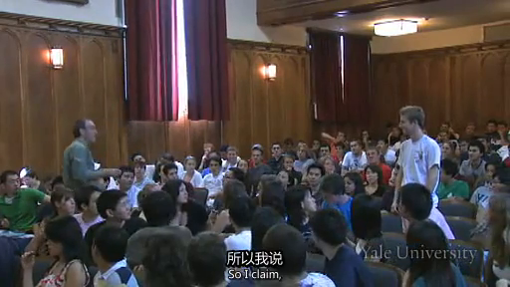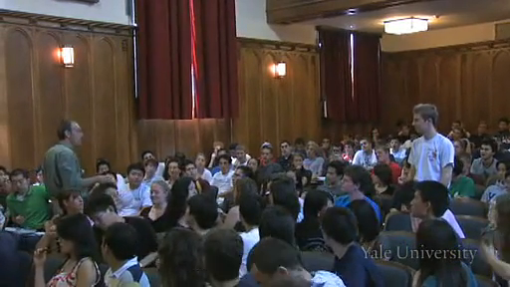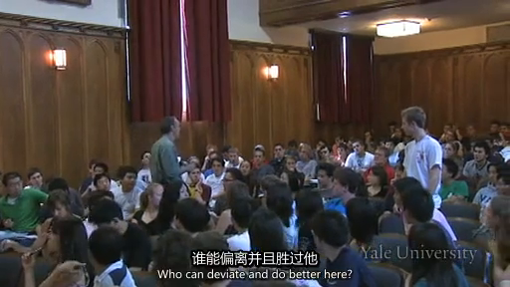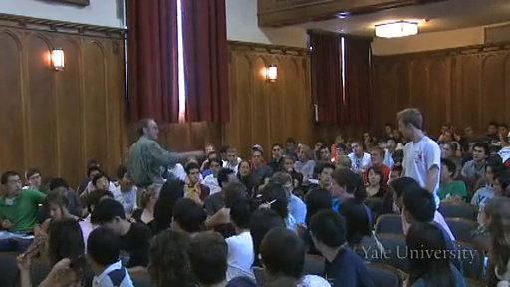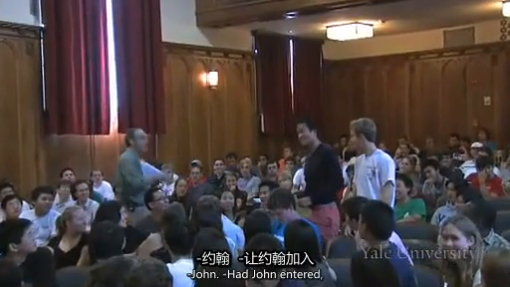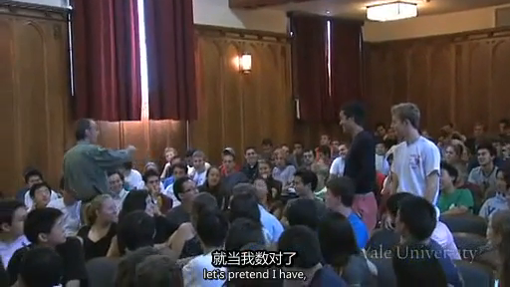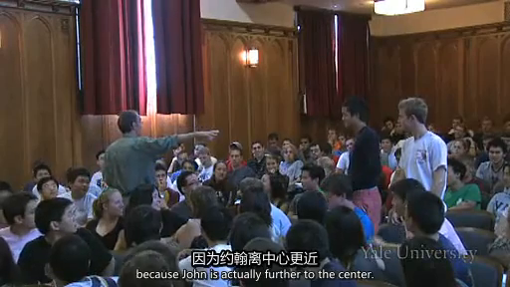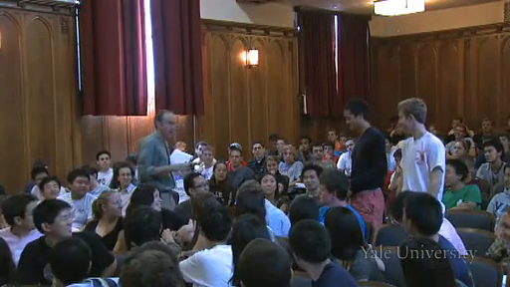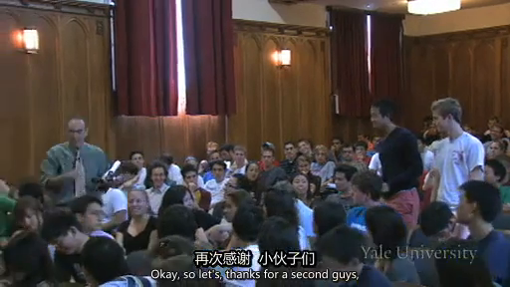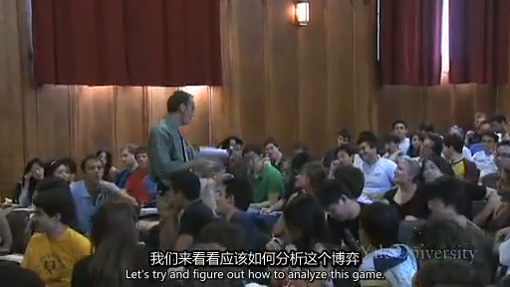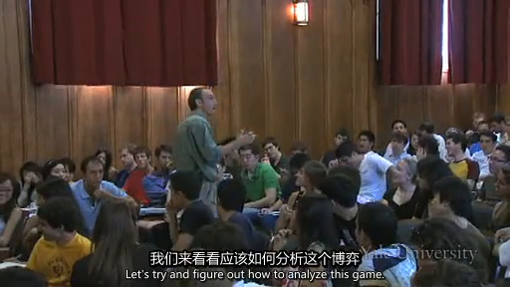So I claim, if I've counted correctly, that this actually isn't an equilibrium. Who can deviate and do better here? Yeah, this guy. Stand up a second. Whose name is John? Had John entered, if I've counted correctly, John would actually have won this election because John is further to the center. Thanks, guys. I'll come back to this in a second. Let's try and figure out how to analyze this game.